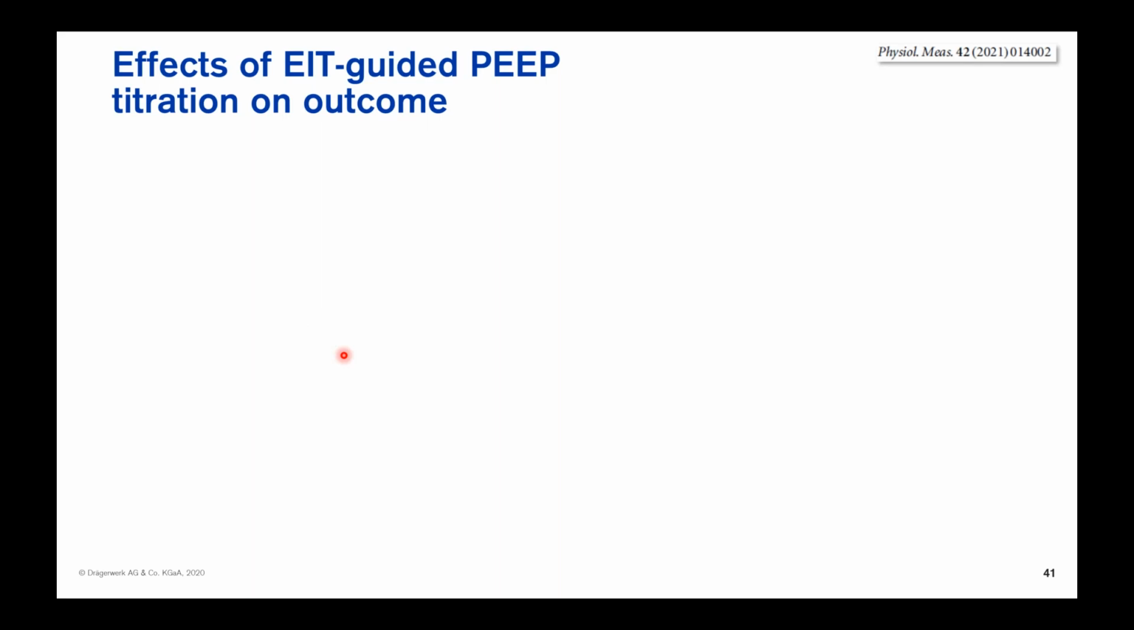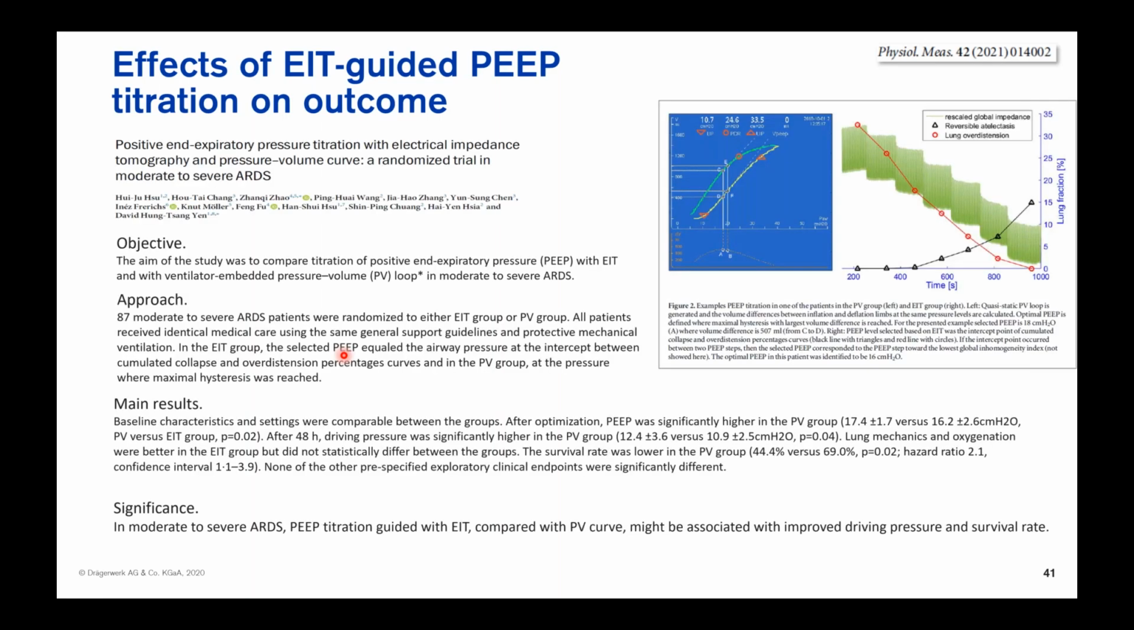Now, the first outcome study that was published in 2021 was the one from, I think, China or Taiwan, I'm not quite sure. In this study, it was found that in moderate to severe ARDS, the PEEP titration guided with EIT has improved driving pressure. So the required driving pressure was lower. And also there was a positive sign towards a survival rate in this patient population.